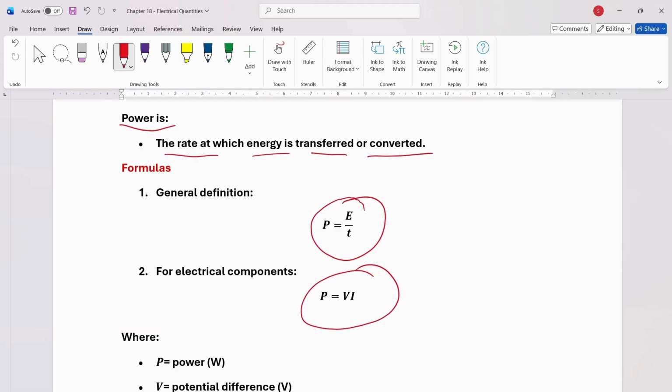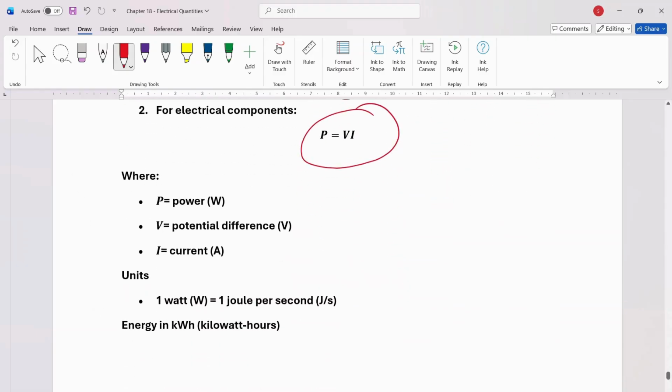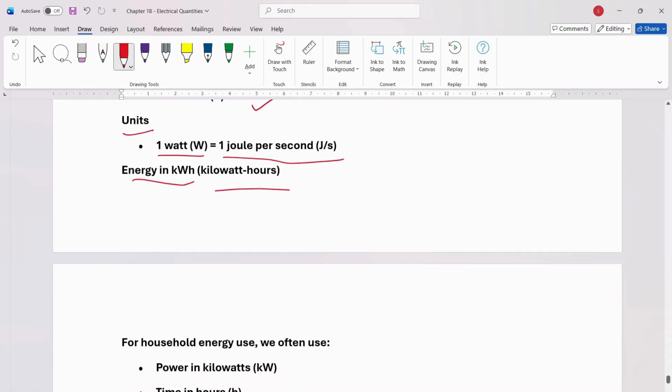Or for electrical components, we can use P equals VI. So we can write E over T equals VI as well. P is for power, watt is the unit, V is potential difference, I is current in amperes. Unit: 1 watt equals 1 joule per second. Energy in kilowatt-hours.